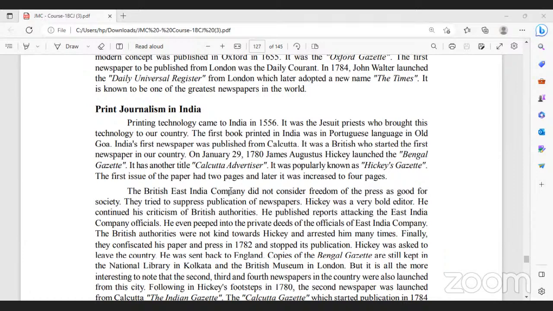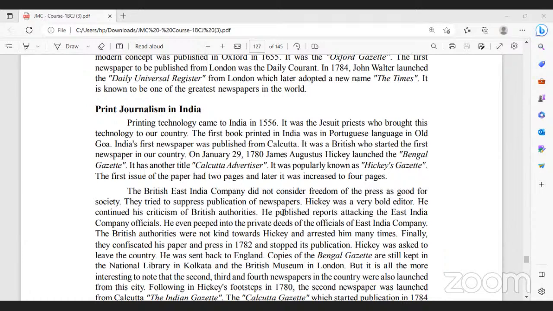The first book printed in India was in the Portuguese language in Old Goa, and India's first newspaper was published from Calcutta. He was a Britisher called James Augustus Hickey, who launched the first newspaper, called the Bengal Gazette, or the other title, the Calcutta Advertiser, but it was popularly known as Hickey's Gazette. So the first newspaper in India is the Bengal Gazette, published by James Augustus Hickey in 1780.